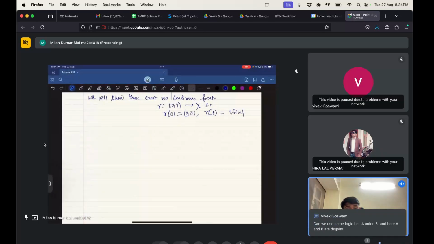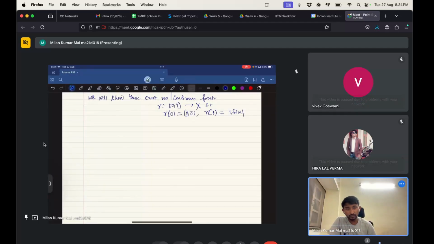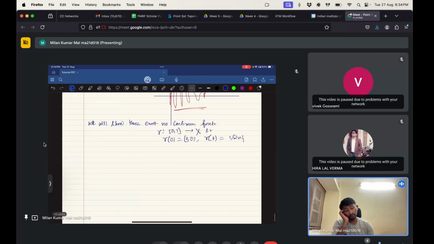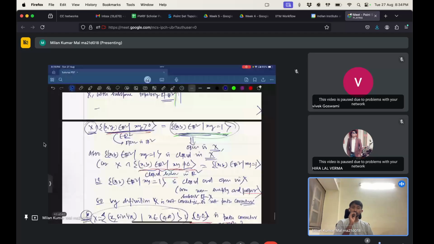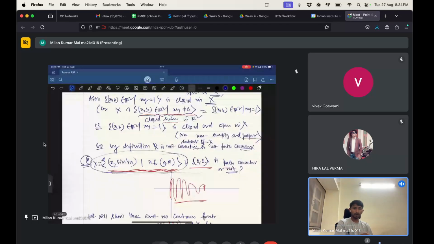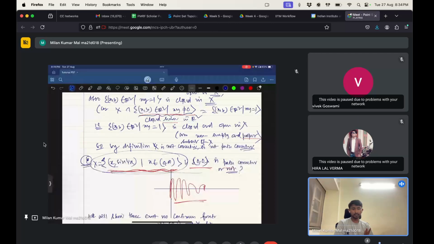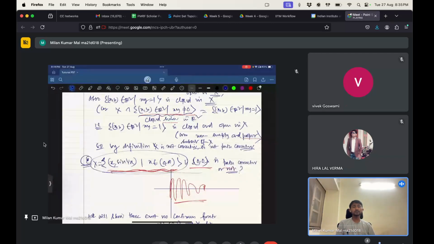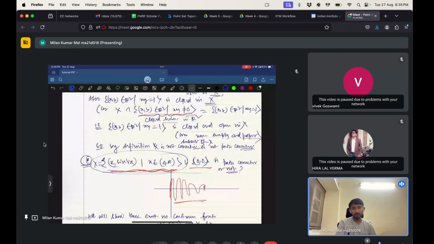Can we use the same logic, that is, A union B where A and B are disjoint? For the previous one, yes, you can use it. But how will you show that A and B are disjoint here? I don't think this disjointness holds here. In option B, what I proved is that there exists a set which is both open and closed, nonempty and proper. That is the definition of disconnectedness. So if it is disconnected, it can't be path connected, because if it were path connected, it would be connected.